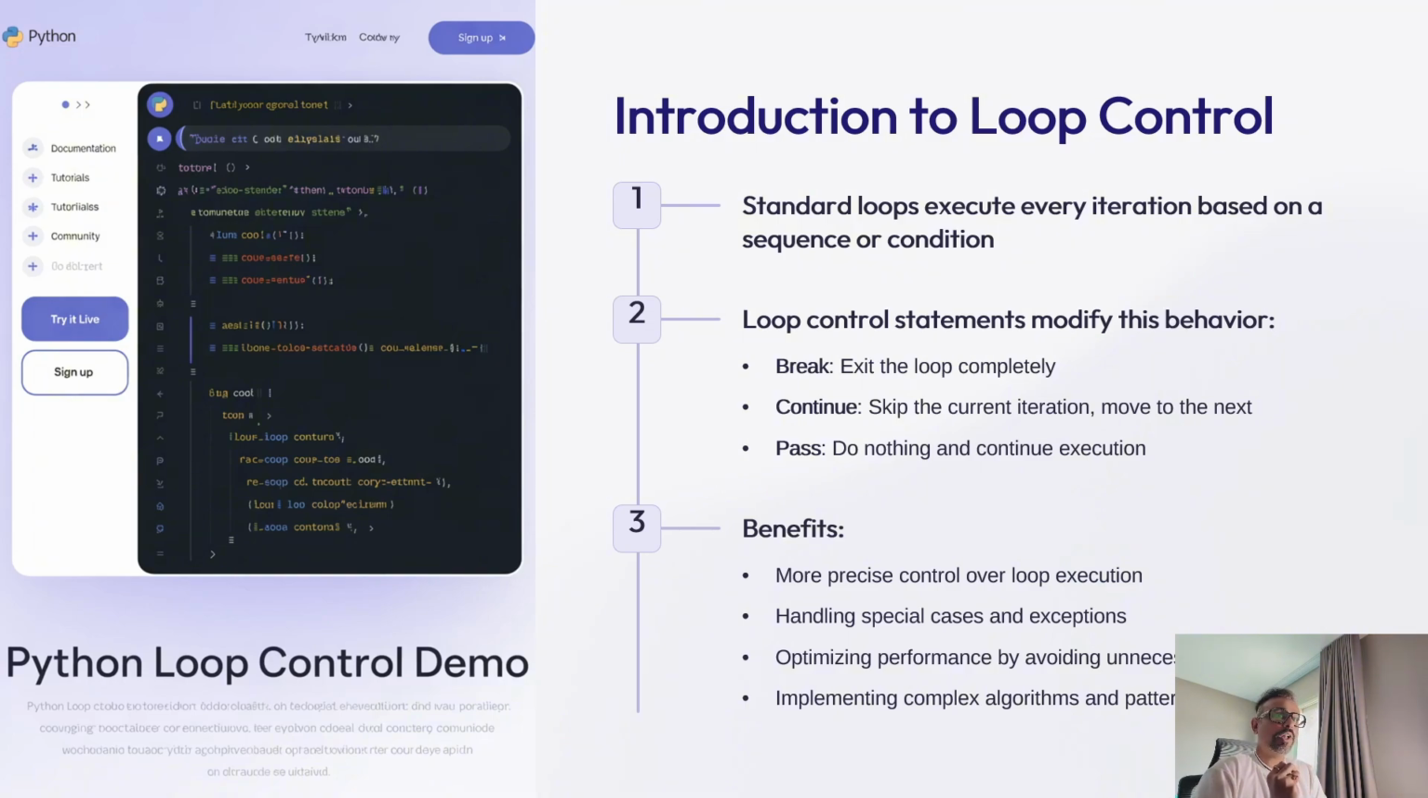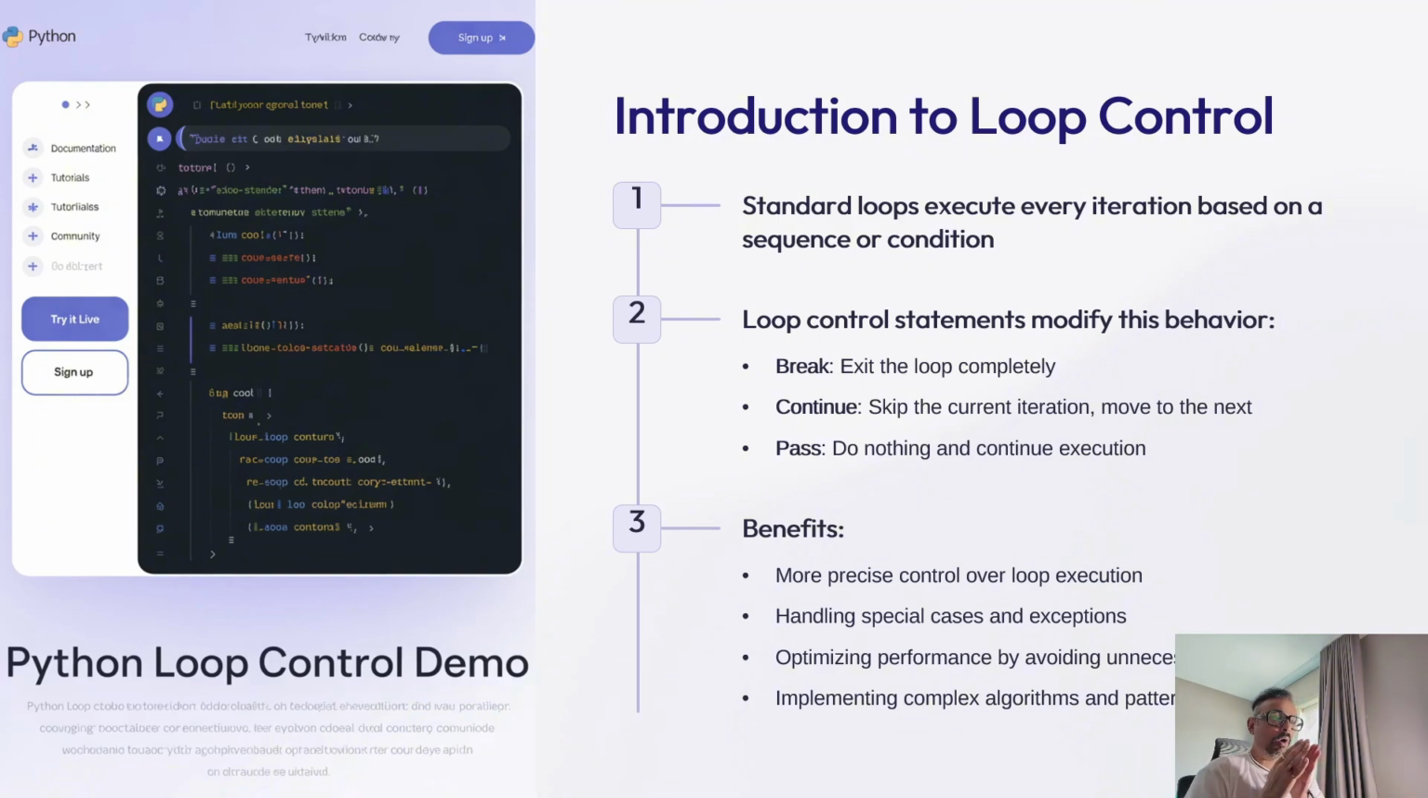Many times you want to define a function, but you don't want to write any code inside it. In that case, you can use the placeholder pass statement. These mechanisms provide critical benefits for algorithm development. They allow you to handle special cases without complex nesting, optimize performance by avoiding unnecessary work, and implement sophisticated control flows required by machine learning algorithms.